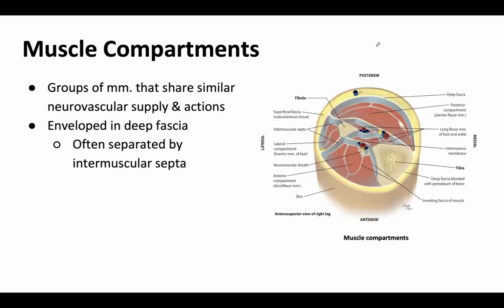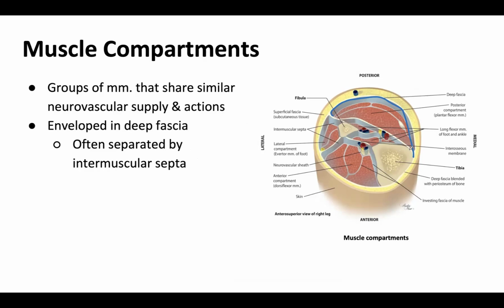And we are officially entering the world of muscle compartments. And these will be your best friends as they hopefully will help reduce the cognitive load a bit when thinking through actions and innervation. So, muscle compartments contain groups of muscles that share a similar neurovascular supply. So, the same artery supply and the same nerves innervate these muscles that typically share at least some type of actions as well. And these are all wrapped together and enveloped in deep fascia, which is dense connective tissue deep to the skin and subcutaneous or superficial fascia.